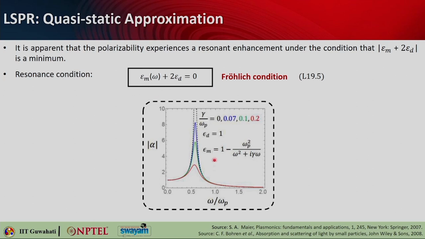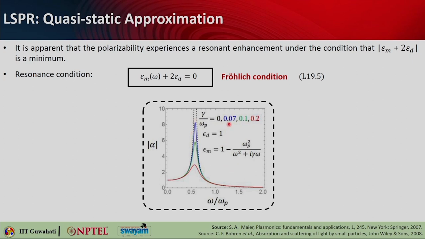Now, if you consider the metal to be a Drude kind of metal, so epsilon m equals 1 minus omega p square over omega square plus i gamma omega, where gamma is the damping constant, and if you try to plot the modulus of this polarizability over a normalized frequency, the frequency is omega over omega p here. Okay. In that case, if you take gamma equals 0, that will give you an infinite value, because then this term becomes 0 completely. So, you will get an asymptote, it is going up infinitely.